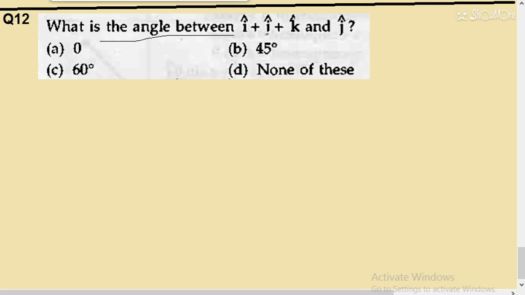We have discussed 12 questions in this video on the basis of vectors.